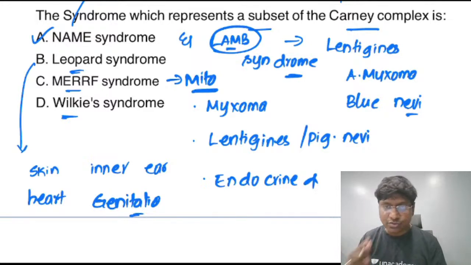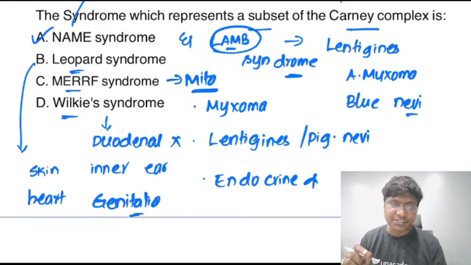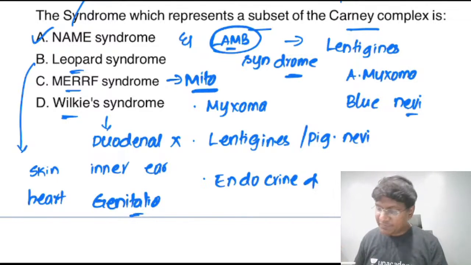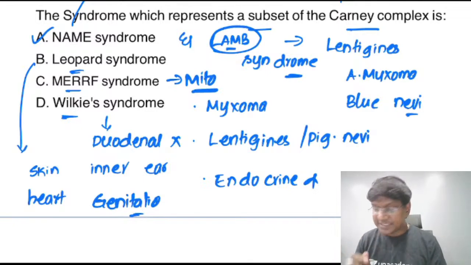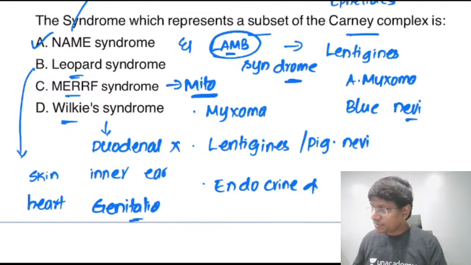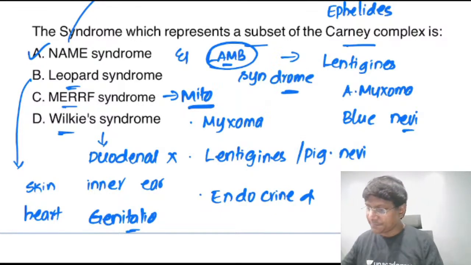Wilkes syndrome is a duodenal obstruction that can easily be missed in clinical practice. Wilkes syndrome is characterized by nausea, abdominal pain, as well as vomiting. And where exactly will be the obstruction? That will be at the level of the duodenum. That is what is your Wilkes syndrome. So remember, the subset of the Carney complex will be the NAME syndrome as well as the LAMB syndrome.